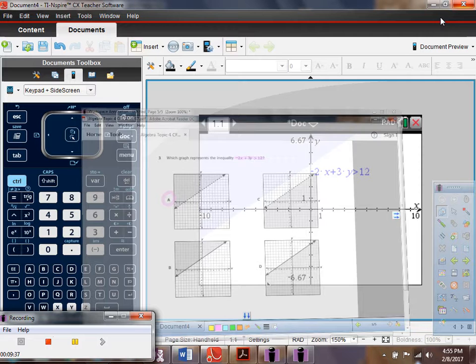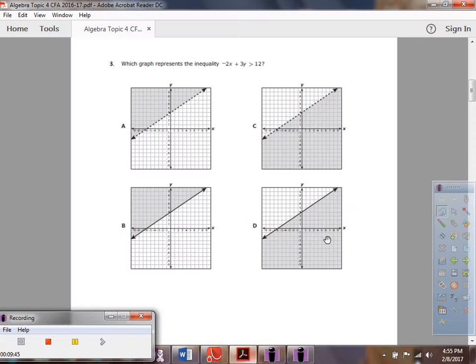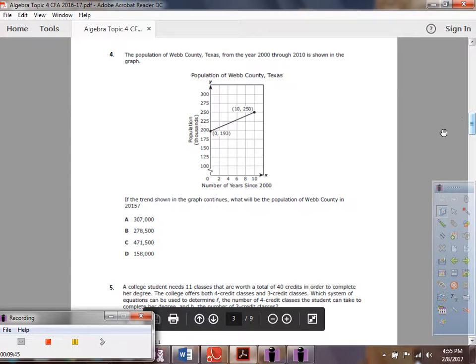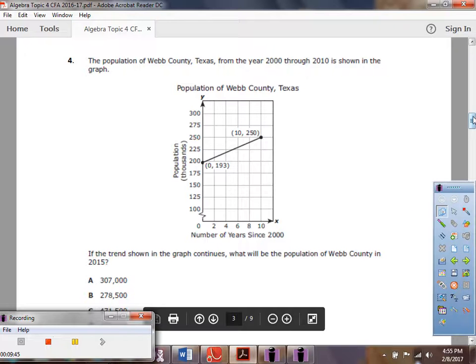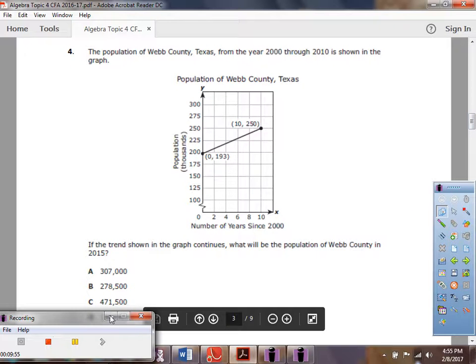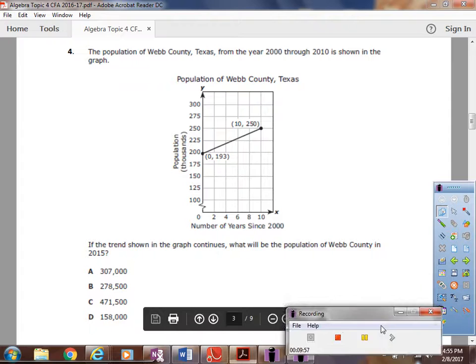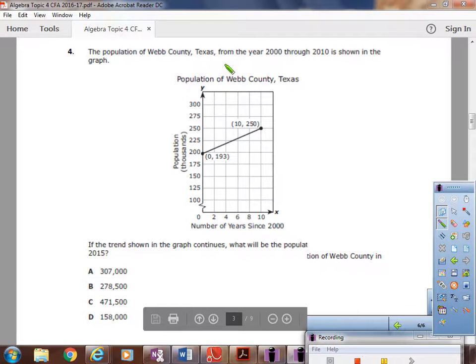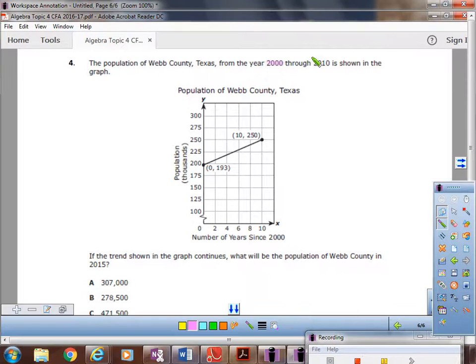All right, so let's look at the next question. This is question number 4. Let me zoom in a little bit here. Question number 4 says, again, use a highlighter, the population of Webb County, Texas from the year 2000 through 2010 is shown in the graph.